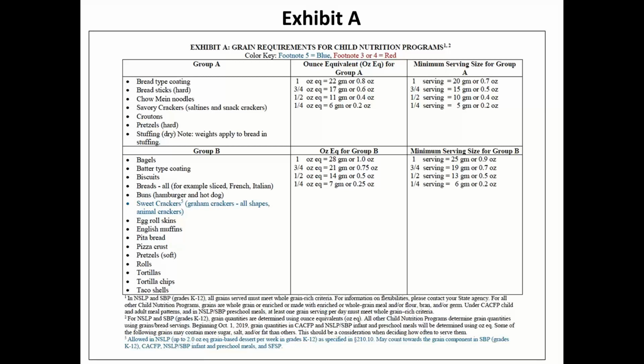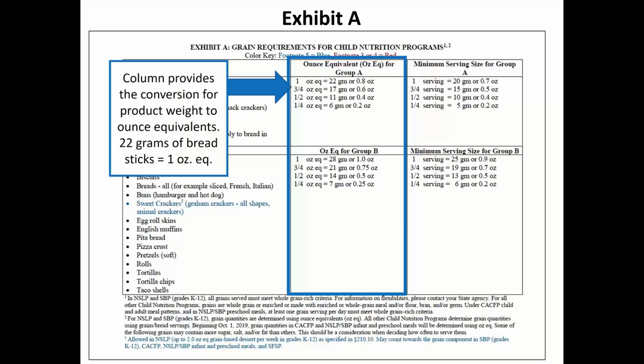So looking at this first page of Exhibit A, if you take a look at the middle column, which is now highlighted here in the blue box, you will see a series of numbers with ounce equivalents equaling another number in grams or ounces. This is the conversion factor. Essentially, for all products that are in Group A, which is conveniently blocked by our new SmartArt right now, 1 ounce equivalent serving size is equal to 22 grams or 0.8 ounces in weight for the product.